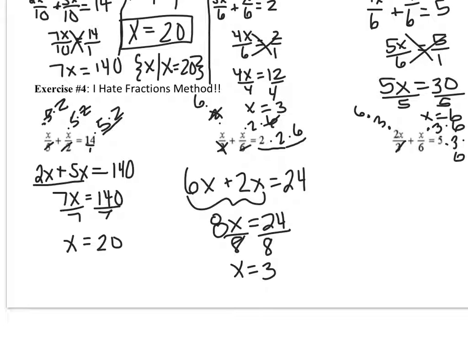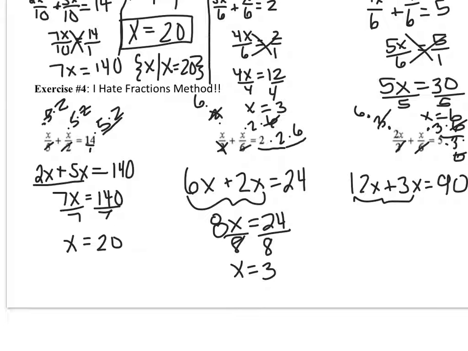3 in the bottom cancels with the 3 in the top. I'm left with 6 times 2x, which is 12x. 6 in the bottom cancels with the 6 in the top. I'm left with 3 times x, which is just 3x. 5 times 3 is 15. 15 times 6 is 90. I'm left with 12x plus 3x equals 90.